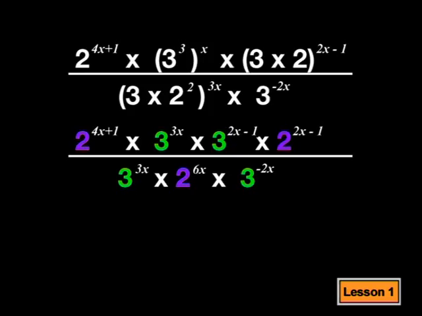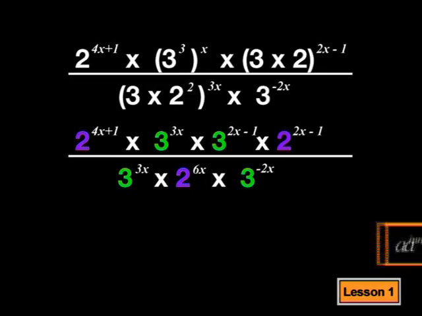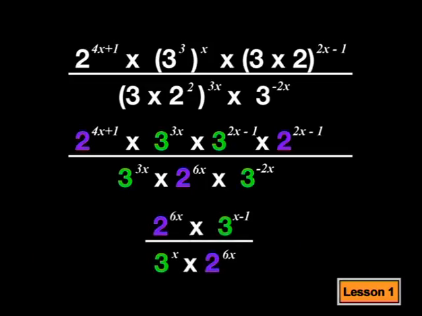It would be easier if you simplify the numerator and the denominator before you go any further. All right. If you multiply like bases, you add the powers. And I end up with 2 to the power 6x times 3 to the power x minus 1 at the top. At the bottom we get 3 to the power x times 2 to the power 6x.